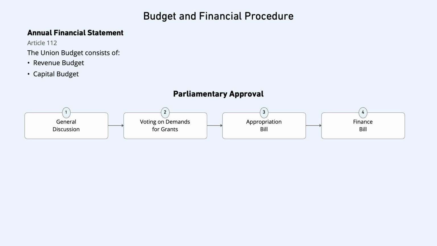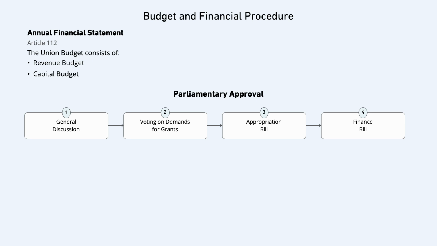Now, parliamentary approval. With the budget, a general discussion is conducted in Parliament, then voting on demand for grants. Like I said, demand for grants are requests made by the different ministries for certain amounts, and then the appropriation bill. What is the appropriation bill? I mentioned it earlier.